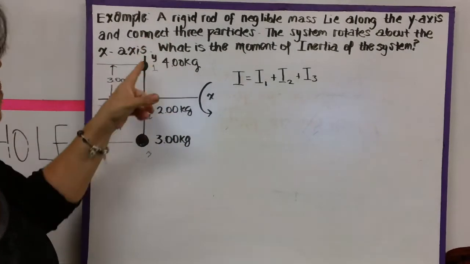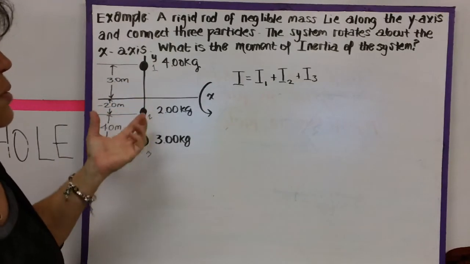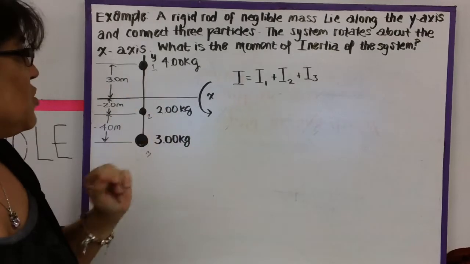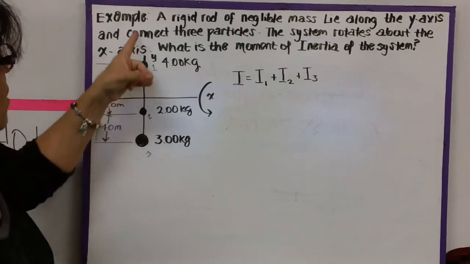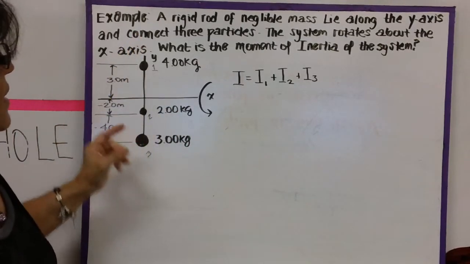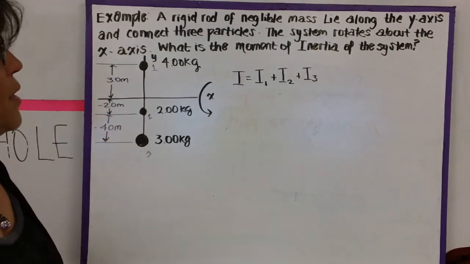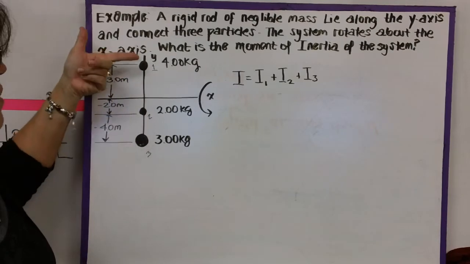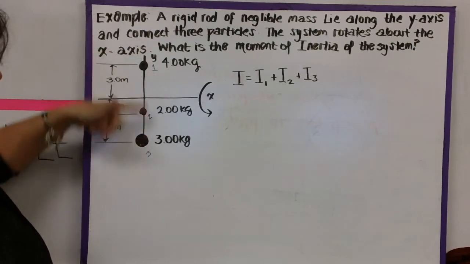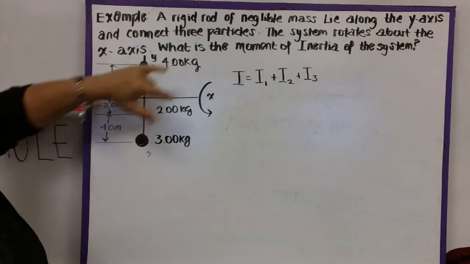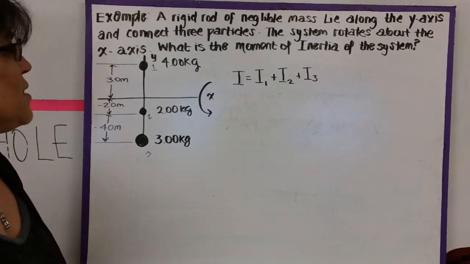So we have a rigid rod right here of negligible mass. The reason why we don't count the mass is then we would have to take the moment of inertia of that as well. It lies along the y-axis. It connects 3 particles. So we have particle 1, particle 2, and particle 3. The system is rotating about the x-axis, so it's going to be going in and out of the board right here. It's going to be rotating in this direction. We want to know, what is the moment of inertia of this system?